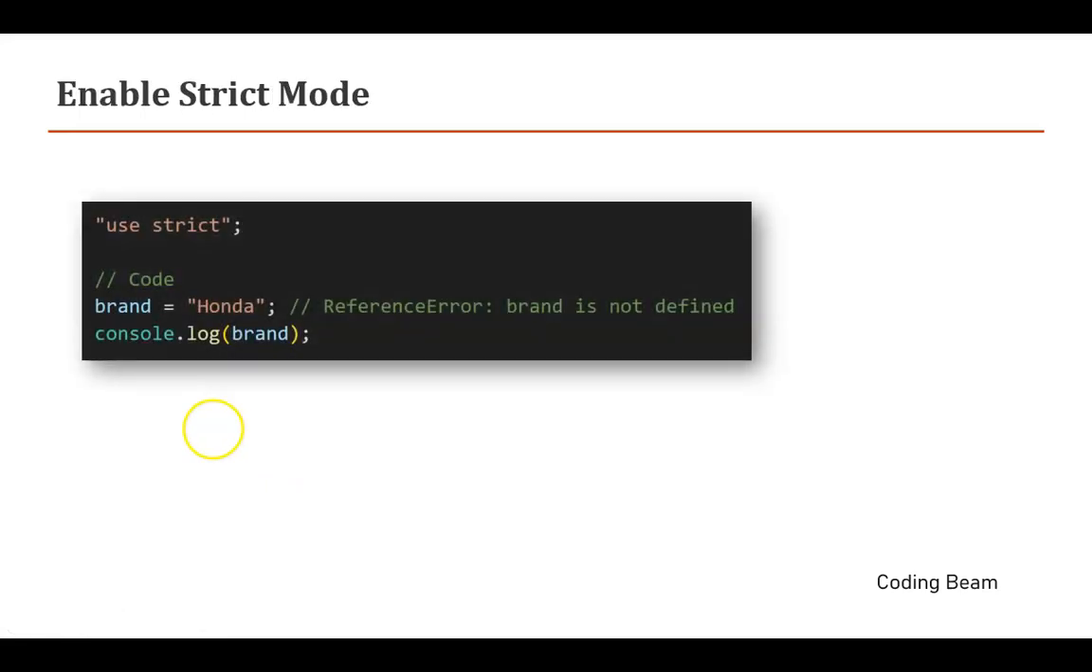And how to enable that? Via the "use strict" directive in JavaScript. You have to write it in quotes, like "use strict". And now if you use brand equals Honda and we haven't declared it, it will give you an error that brand is not defined. Now we will see practically how exactly it works and why we need that.